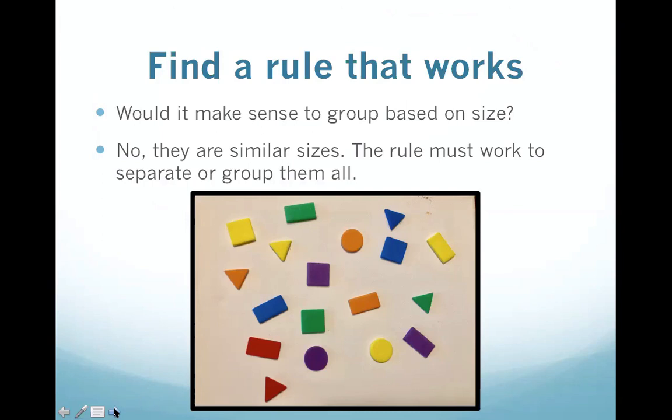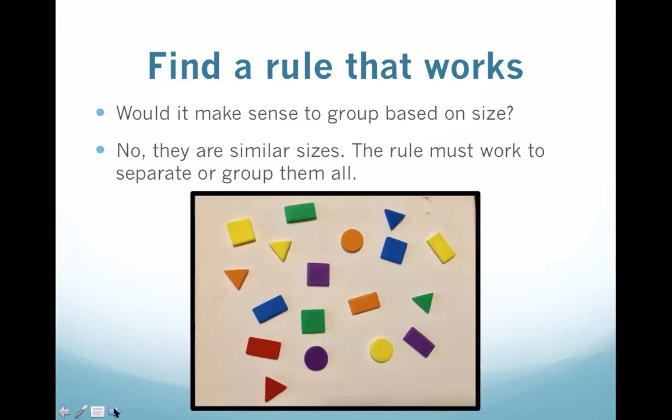But when you're classifying, you want to find a rule that works. So would it make sense if I classified these based on size? Let's say, no, not really, because they're all a similar size. The rule has to work in order to separate everything into at least two different groups. Would it make sense if I wanted to classify these stickers into living versus non-living? No, right? They're all non-living things. So that wouldn't make sense.